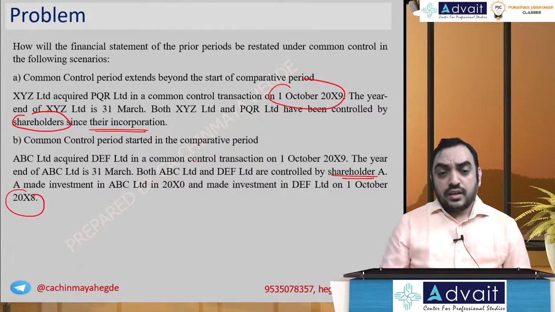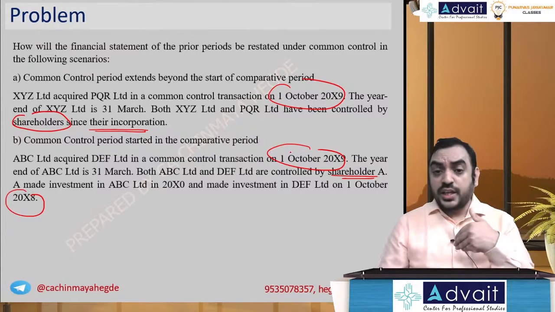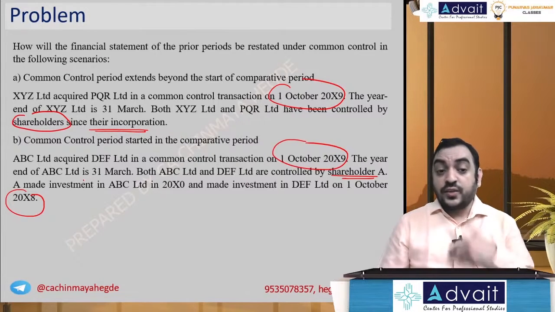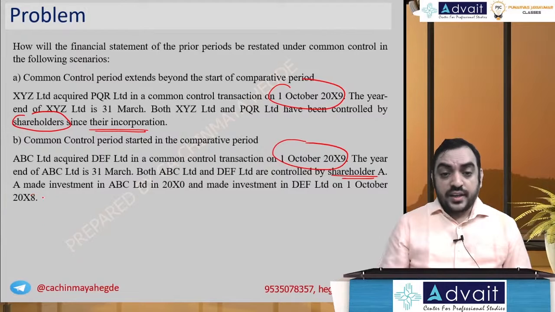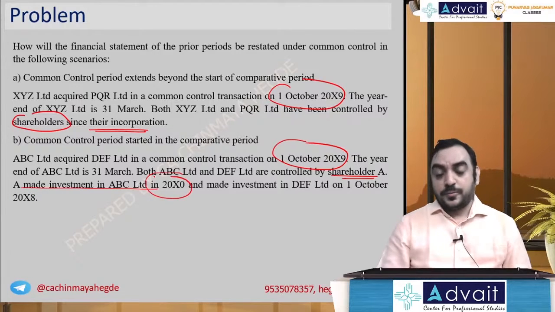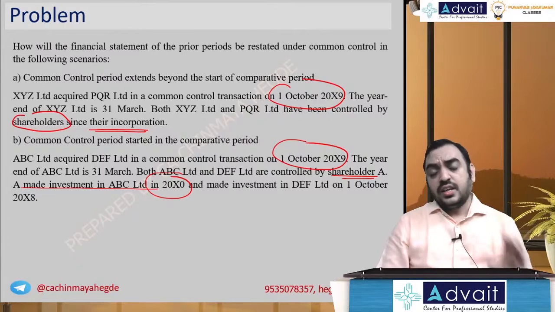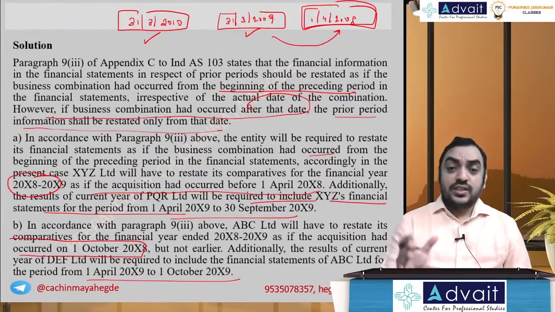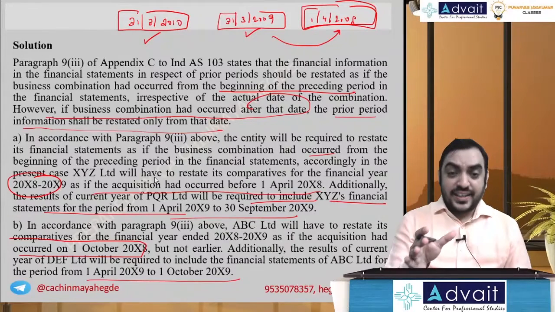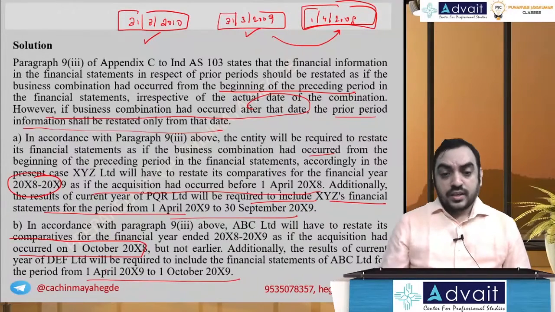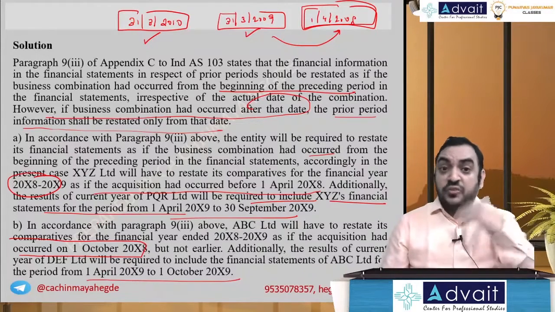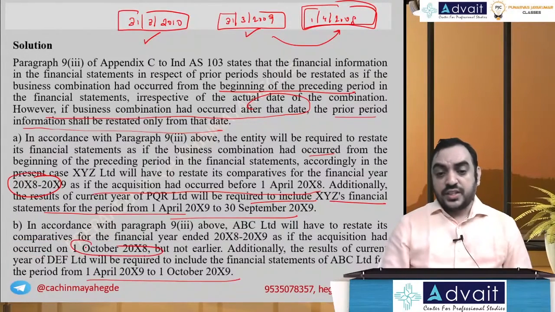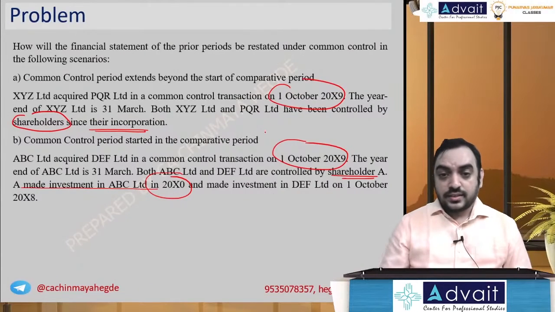You can see you have acquired in a common transaction on 1st October 2009, but when the shareholder acquired the shares, the shareholder acquired after that date. After which date? After 1st October 2009. When did he acquire? He acquired in ABC Limited in 2010. So basically, after acquisition, a common shareholder has acquired the share to define it as a common control transaction. Since the shares have been acquired after that date, it is going to be from that date, not the beginning of the preceding period. It is from that date, which is 1st October 2008.